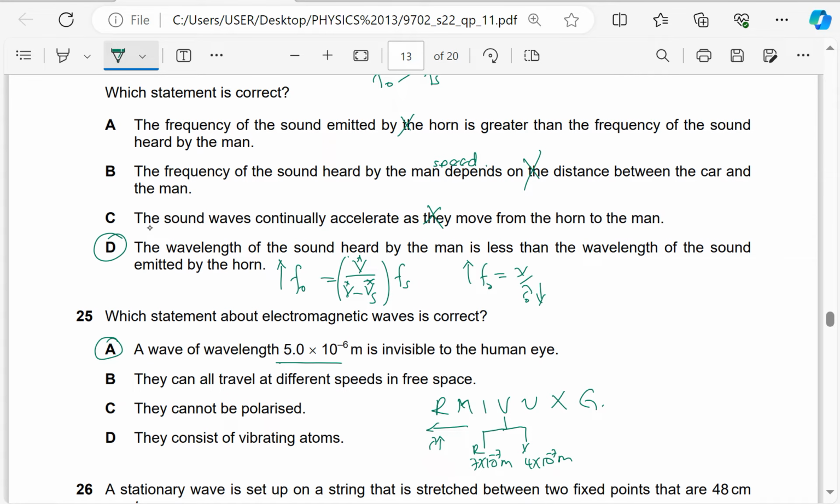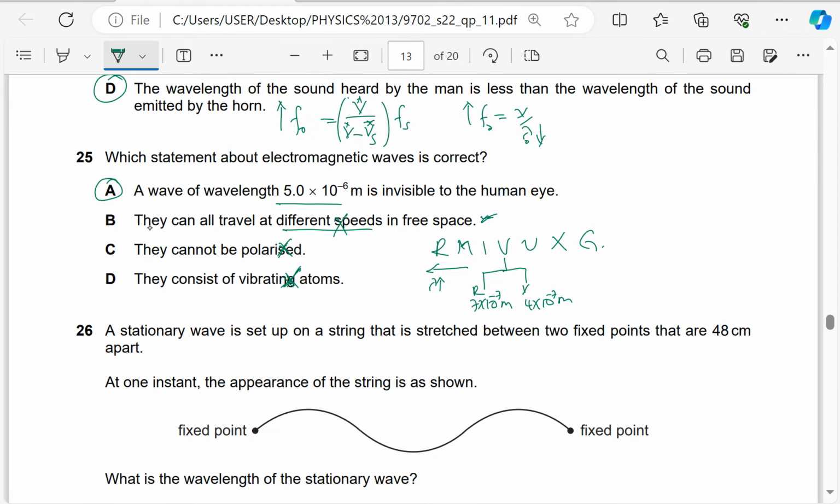They can all travel at different speeds. No, they travel at the same speed. They cannot be polarized. Electromagnetic waves undergo polarization. They consist of vibrating atoms. No, they consist of photons, which are not vibrating atoms. So this is not correct. This is not correct. They travel at the same speed. That's not correct. So the answer is going to be A.